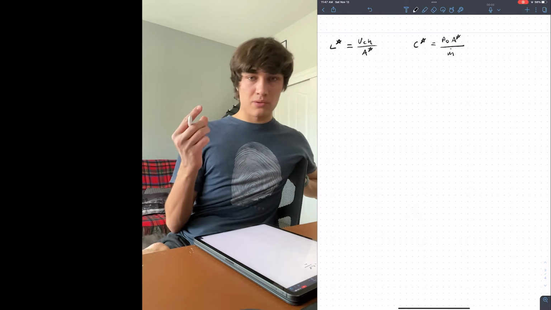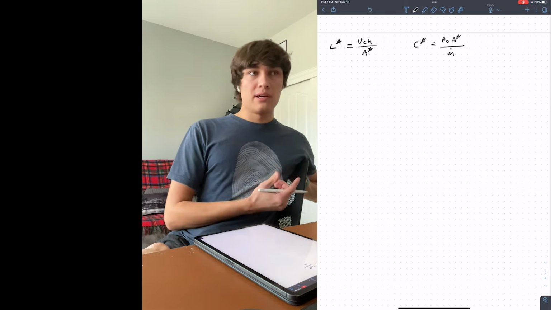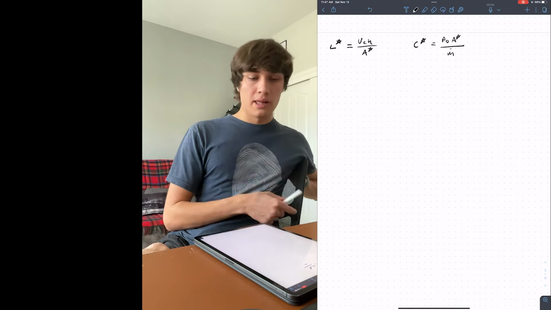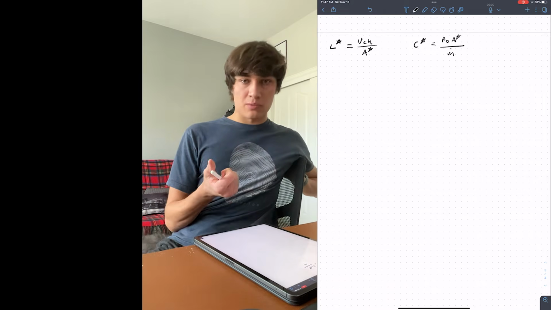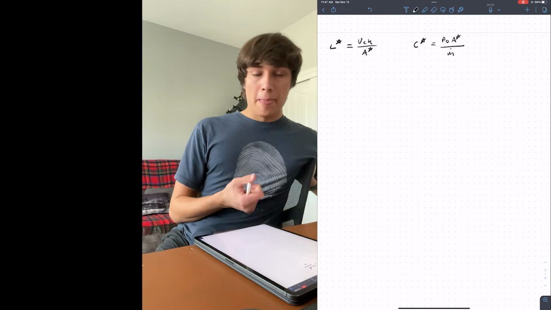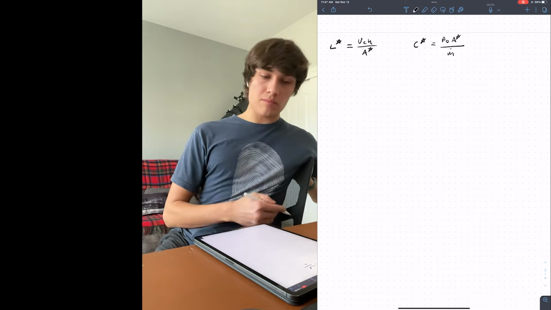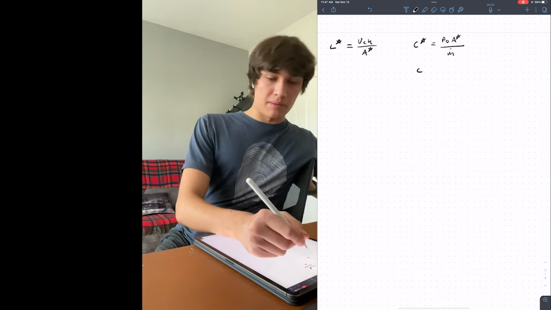You can measure the throat area with calipers, which is important, especially if you have an ablative nozzle and you have some kind of erosion. You can measure the chamber pressure with a pressure transducer, and you can measure the mass flow rate with a Venturi or a flow meter or something. And then you'll get some actual C star.